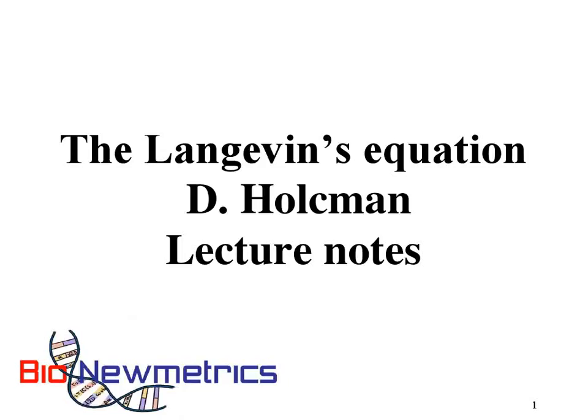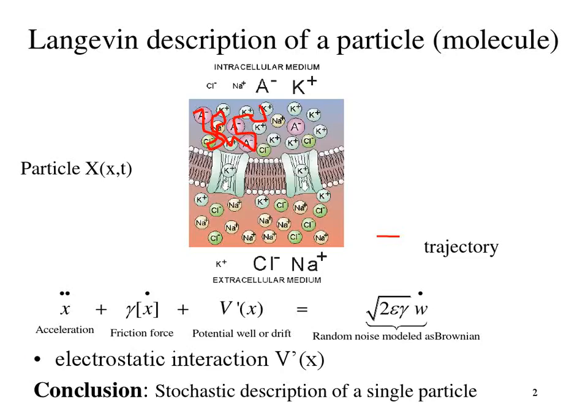So this class is about the Langevin equation, and it assumes some knowledge about Brownian motion. I would like to give the context of this equation. Suppose you're interested in following a trajectory, for example the red trajectory here, of an ion, let's say, moving inside the cytoplasm of a cell or inside the solution.